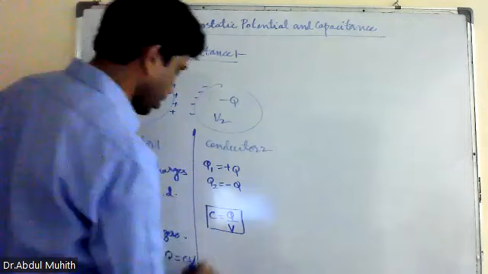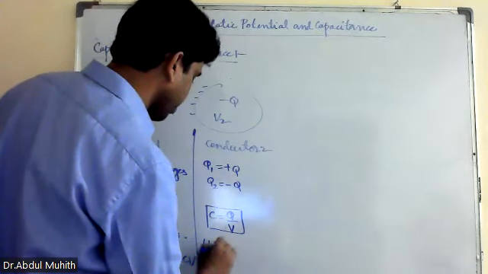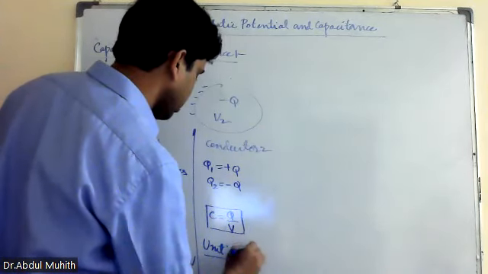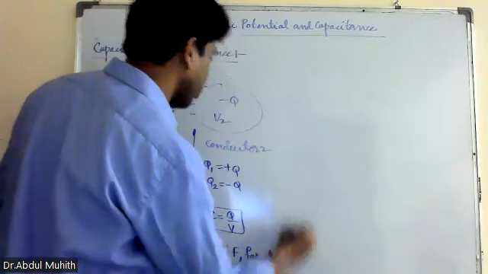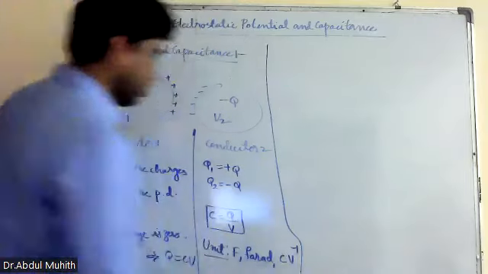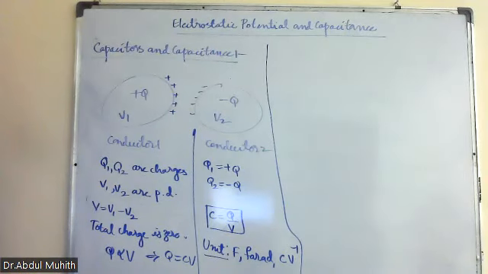And units of capacitance is what? Units of capacitance is farads. Okay, it is farad, or we can write coulomb per volt. Okay, is it clear? So it is farad or coulomb per volt.